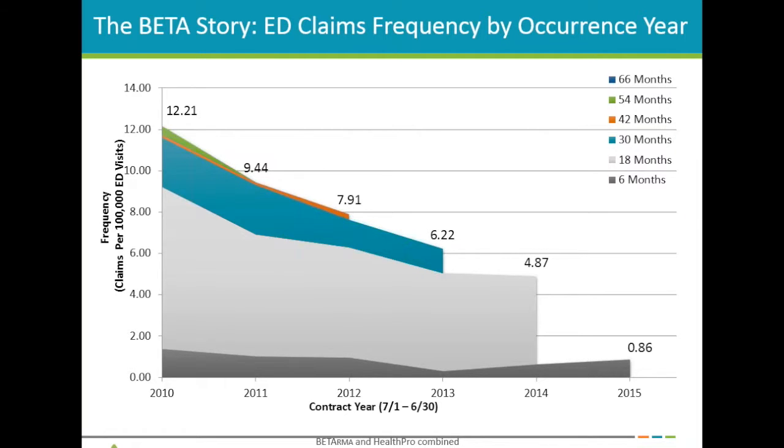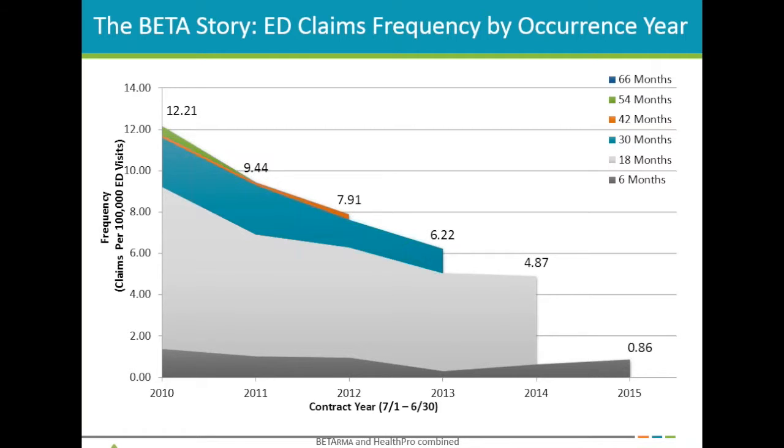So what this graph is showing you is that in 2010, there were 12.21 claims per 100,000 ED visits. Now, if you are an organization that sees 100,000, that means you're going to see roughly 12 claims per year coming out of your ED. Now, imagine 12 claims coming through in 1 year. That's a significant amount. And like I said, Beta as an organization sees roughly 1,000 claims a year.